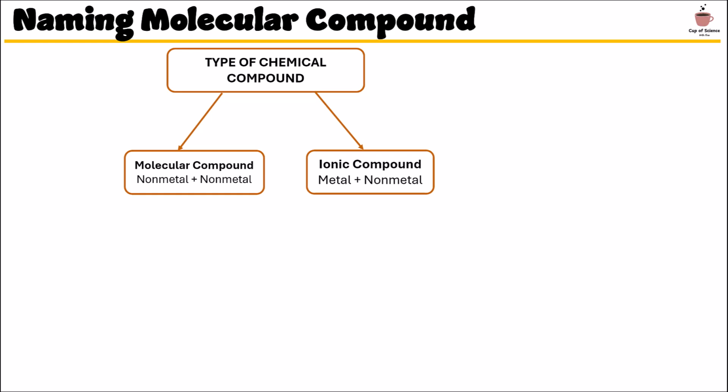In this video, we'll cover naming molecular compounds. There are two types of chemical compounds in chemistry. One is a molecular compound, right here, and the other one is the ionic compound. The ionic compound is made up of a metal and a nonmetal, but our focus is on molecular compound, which is made up of a nonmetal and a nonmetal.